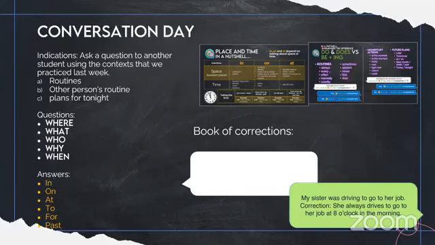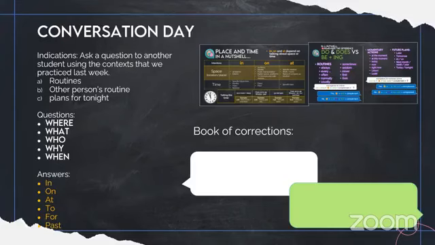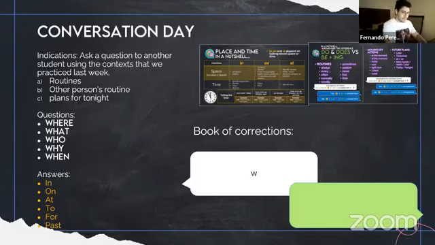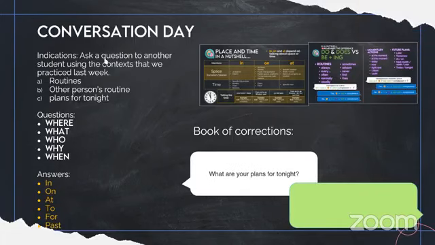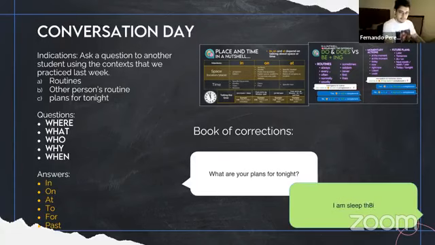Oh my Hector, what are your plans for tonight? Okay, that's a simple question. What are your plans for tonight? Go, Hector. My plans. I am sleep this night. Okay.